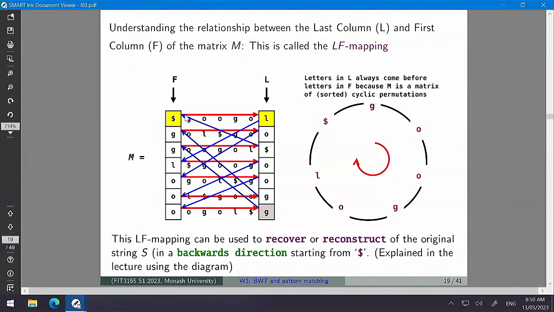So if you know dollar, if you look at the very first row, it has to be a dollar and its preceding letter would be L. And that L has to be the last letter of your original string if you didn't consider the dollar. Dollar is only a special terminal, right? The last letter has to be L.